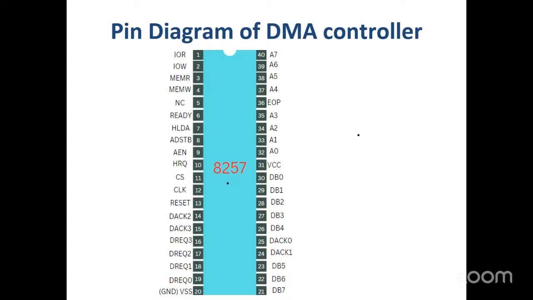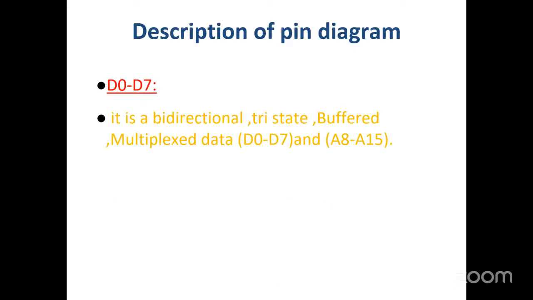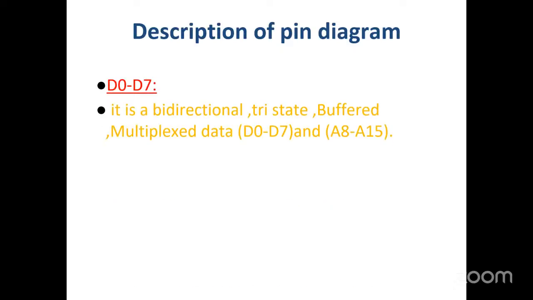Next, address pins A0, A1, A2, A3, A4, A5, A6, A7 are address pins, and data pins are DB0 to DB7. The 8-bit data bus and 8-bit address bus. Using these address and data buses, the data can be transferred between the two external devices without involving the processor. But the connection establishment is done only by the processor. The pin description is the same: D0 to D7 for data exchange, the data transferring bus, and A8 to A15, the address.